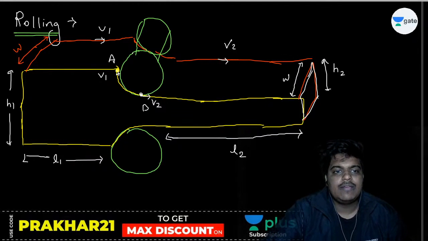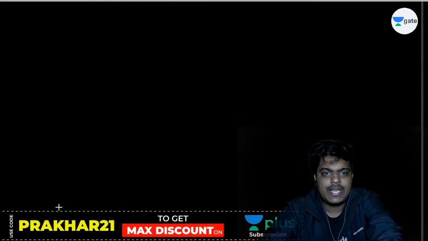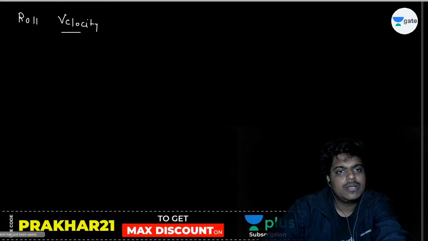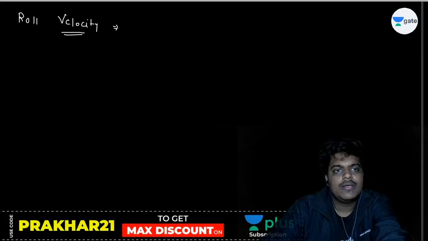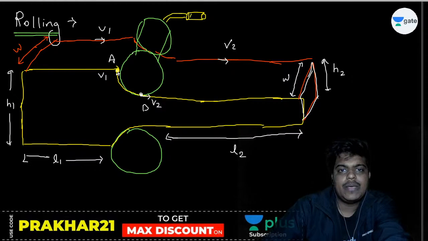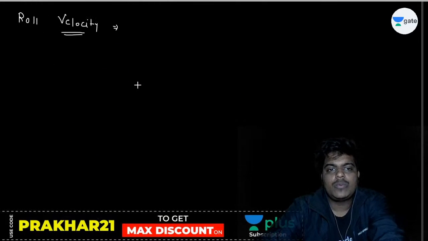इसके बाद देखो, give the heading roll velocity. All these things are clear. The third velocity that is included is roll velocity. Suppose rolls are connected to a motor which is running at n RPM. So at D, capital D is the diameter of the roll. What will be the linear velocity?